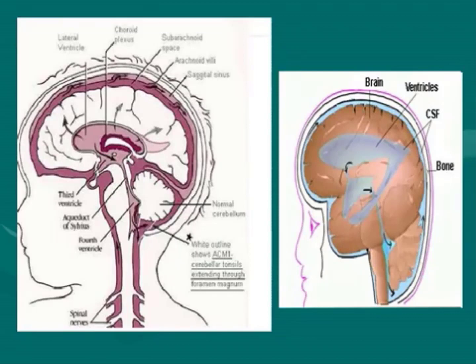What about the circulation? Look here, the CSF is formed by the choroid plexus in the lateral ventricle. Then the CSF escapes through the foramen of Monro to the third ventricle, then to the aqueduct of Sylvius, to the fourth ventricle. The CSF escapes through the foramina of Luschka and Magendie, present in the roof of the fourth ventricle, to the subarachnoid space, which contains subarachnoid villi and granulations, and then escapes to the dural sinuses.